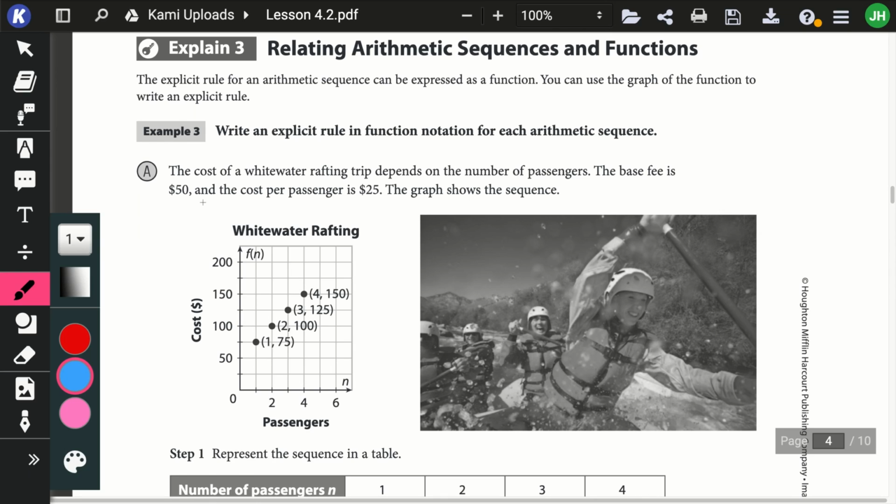So let's look. What is this showing? The cost of a whitewater rafting trip depends on the number of passengers. The base fee is 50, and the cost per passenger is 25. The graph shows the sequence, right? Let's look at the graph. If you have 1 passenger, you pay 75, 2 is 100, 3 is 125, 4 is 150. Notice the n is the x value, f of n is the y value because n is the domain, the number of passengers. F of n, y is the range or the cost.